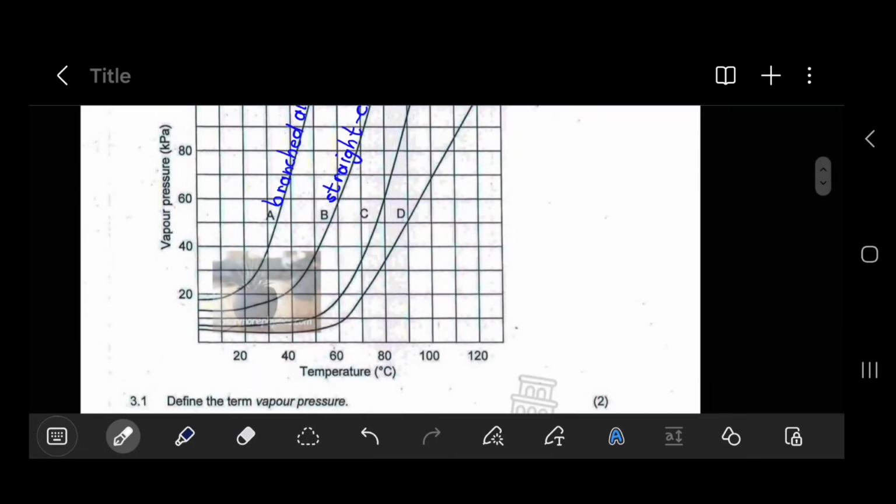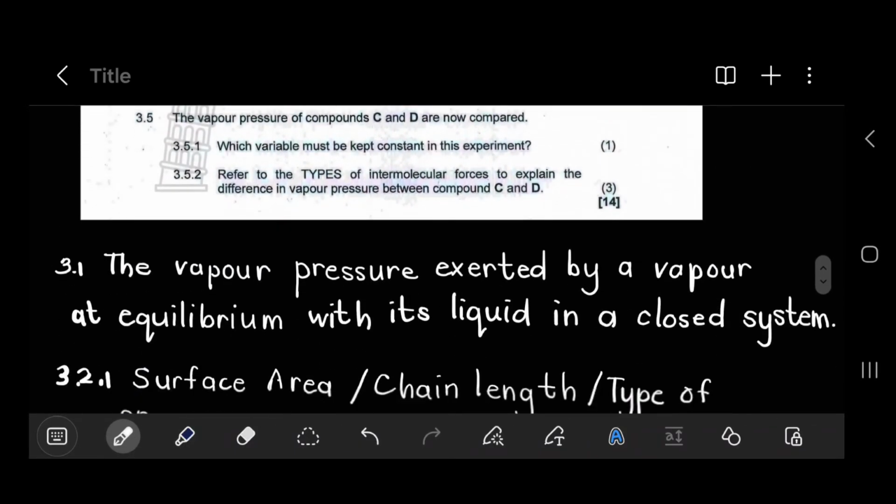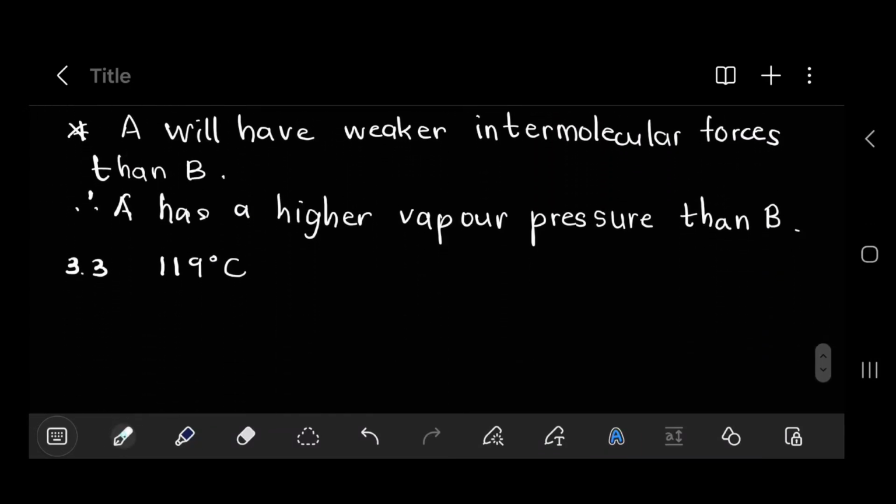If we look at C and D, we notice that the points at which they start, it's compound D that has the lowest vapor pressure. So compound D is going to represent the alcohol. And your reason is that it has the lowest vapor pressure.